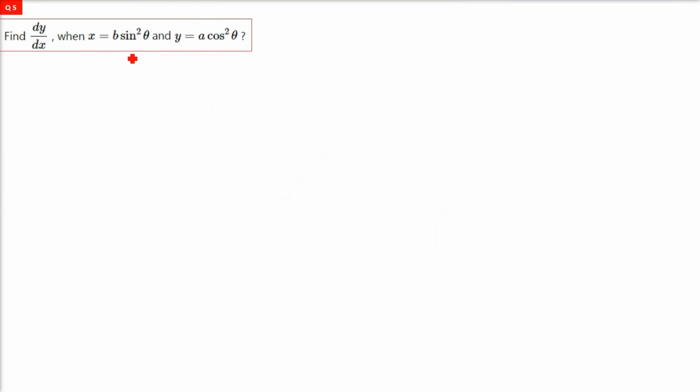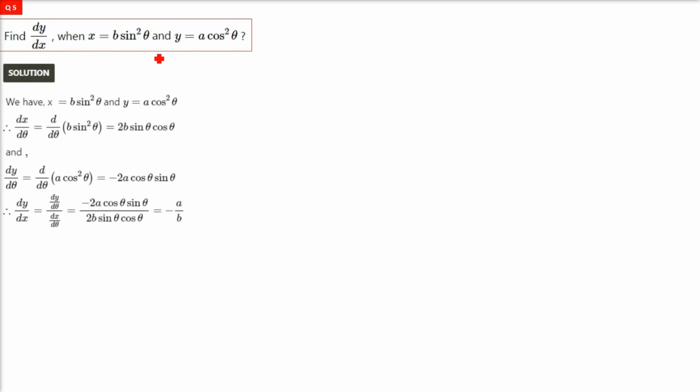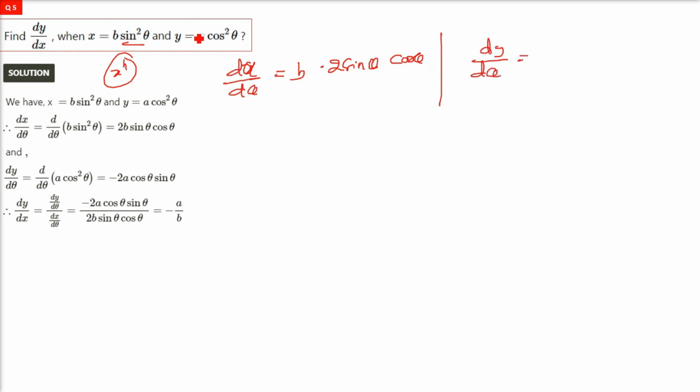dy by dx we have to find out. It is x equals b sin square theta, y is equal to a cos square theta. So this is also quite straightforward. You can just go ahead, because I hope you'll be able to resolve this. But for the sake of completion, dx by d theta we'll find out. b sin square theta will be 2 sin theta cos theta, because if we are assuming it to be x to the power n, then n x to the power n minus 1, and then the differentiation of sin theta. So b 2 sin theta cos theta, and dy by d theta is equal to a cos square theta, so a times twice cos theta times minus sin theta.